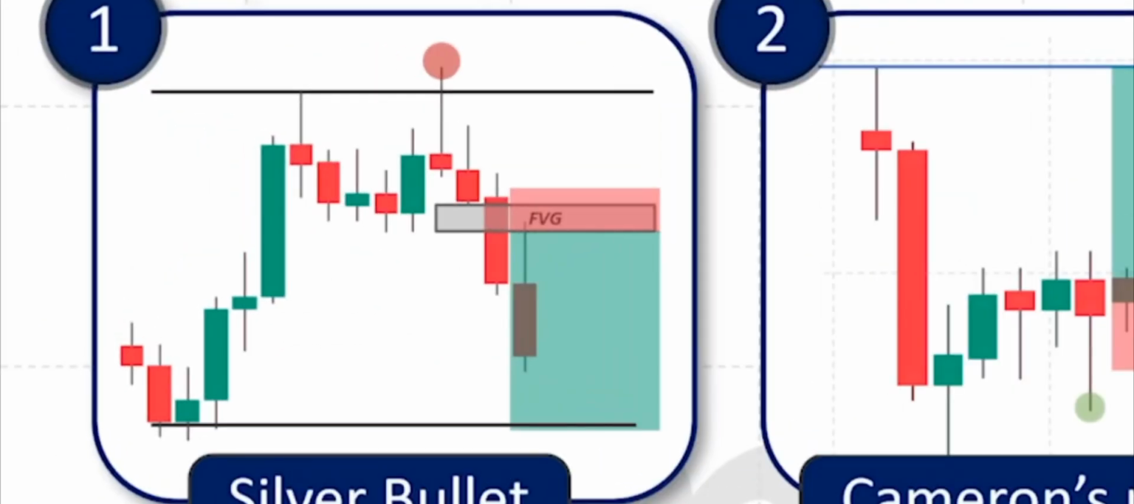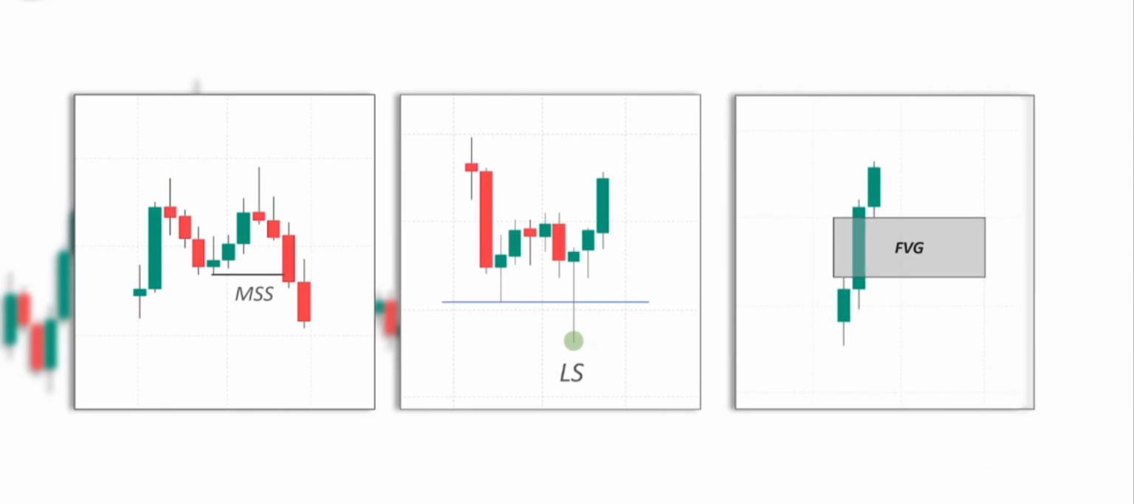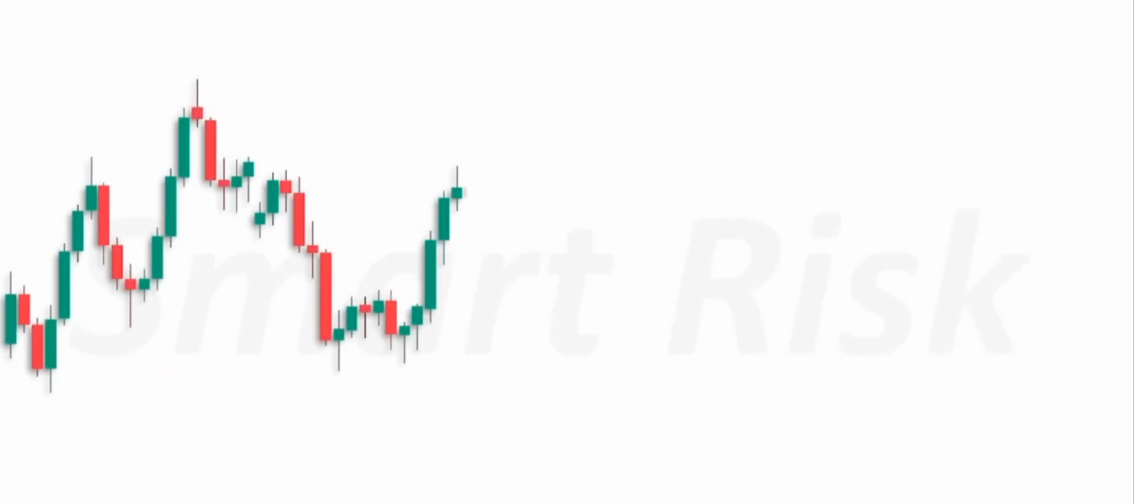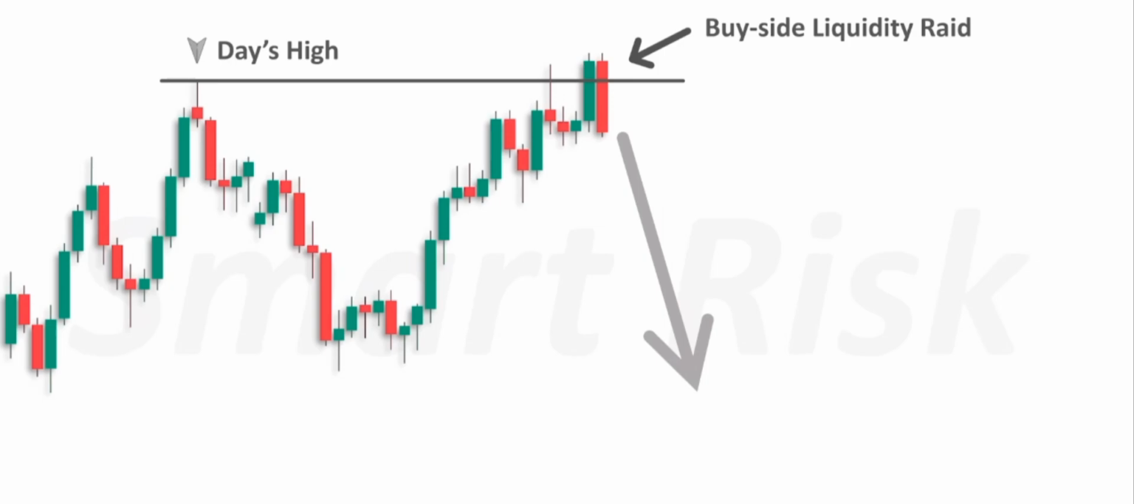Let's get started. Number 1. The Silver Bullet Trading Setup. The Silver Bullet is an ICT trading strategy that combines three main concepts: market structure shift, liquidity sweep, and fair value gap. To trade Silver Bullet, wait for the price to break above the day's high during the London or New York session, and then quickly return inside the range, taking out the buy-side liquidity. This liquidity sweep above the key structure of the day signals a possible upcoming reversal.